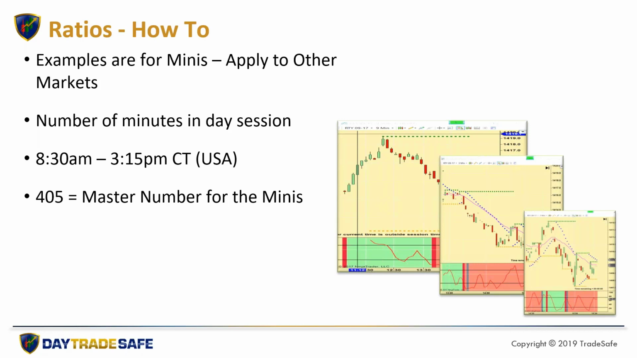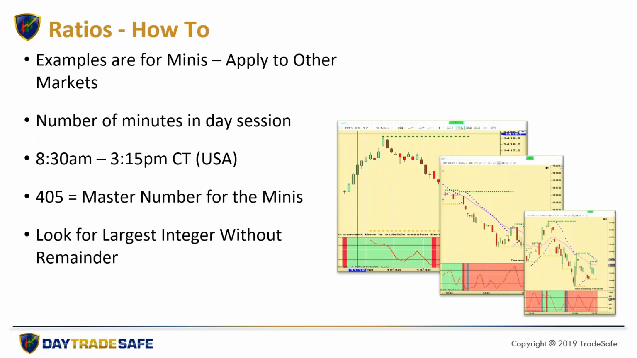So you start with that master number of 405, and then you want smaller and smaller numbers that will divide into it with no remainder. So the next biggest number that divides into 405 is 135. The next one down is 81. And you keep going in a 3-to-1 ratio. And what are you going to end up with? What's 1/3 of 81 that also divides into 405? 27, far more accurate than a generic 30-minute chart.